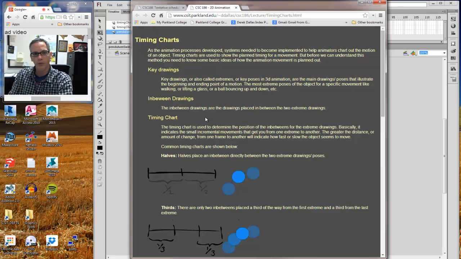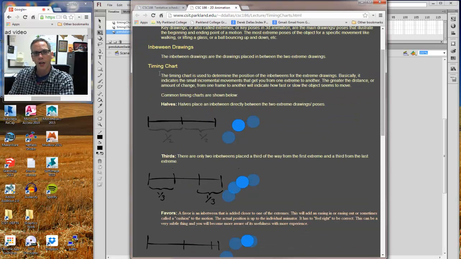And so what we come up with is what's called a timing chart. The timing chart is used to determine the position of the in-betweens for the extreme drawings. So we have our extremes at one end and another, and then the in-between. Where is it going to be? Is it going to be closer to this one, or closer to that one, or somewhere directly in the middle? Where you place that in-between will give you a sense of how the object is moving.